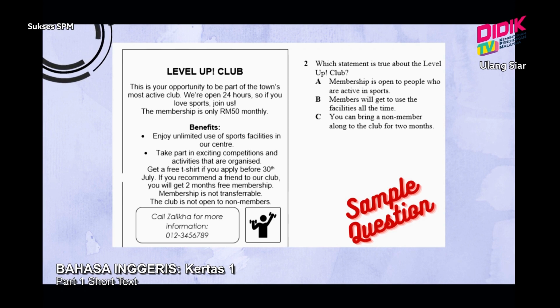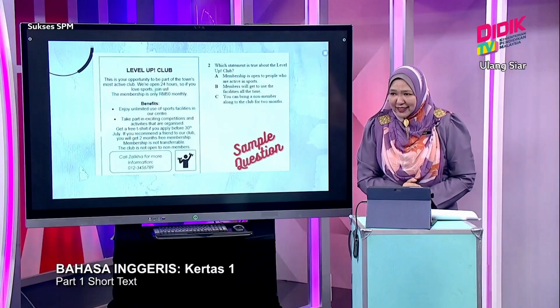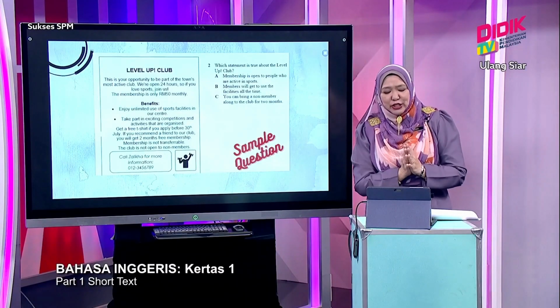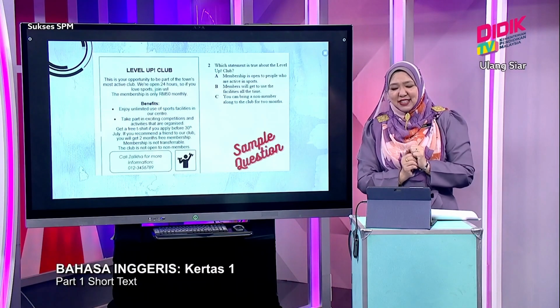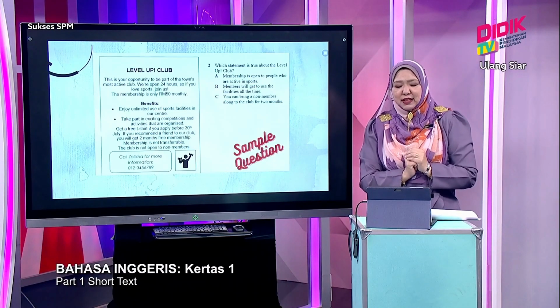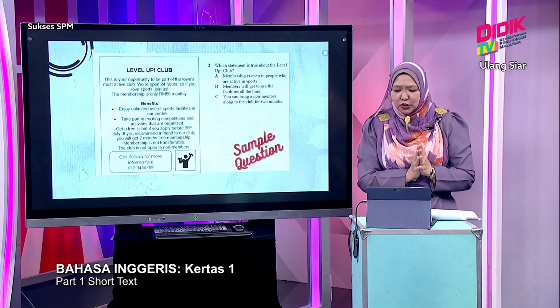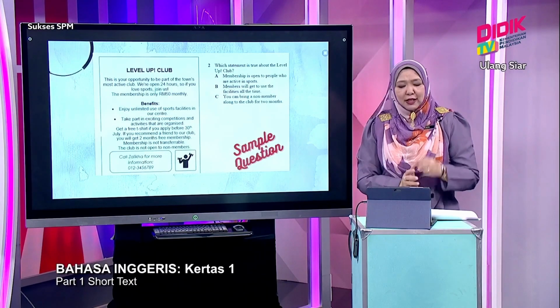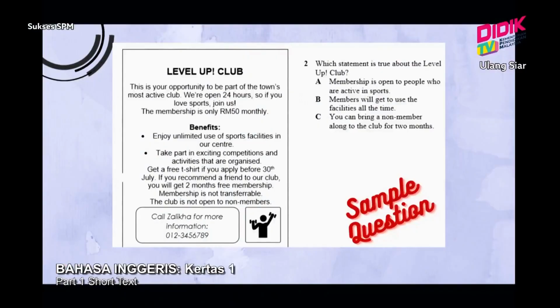So I think all of you know what is true, right? Okay, so there are 3 options, like I said just now. A, membership is open to people who are active in sports. B, members will get to use the facilities all the time. And C, you can bring a non-member along to the club for 2 months. Okay, so here we can see the question is which statement is true.